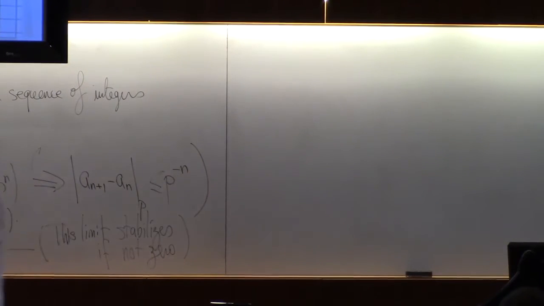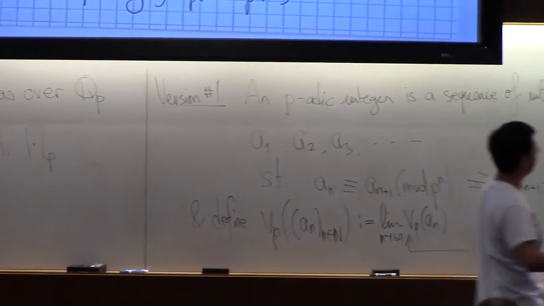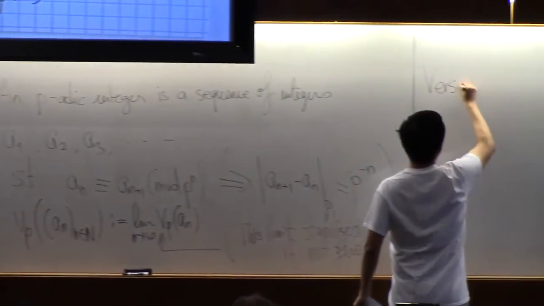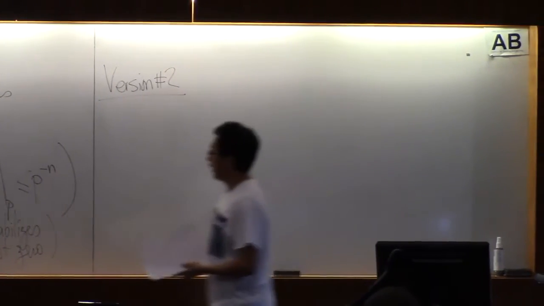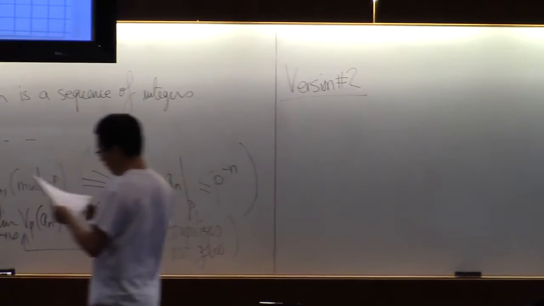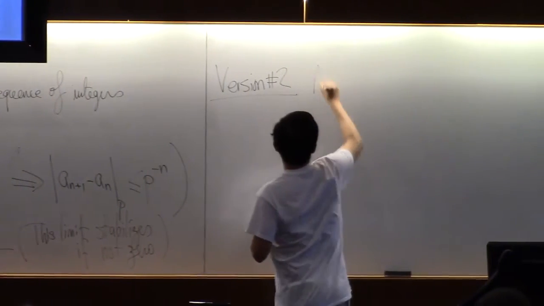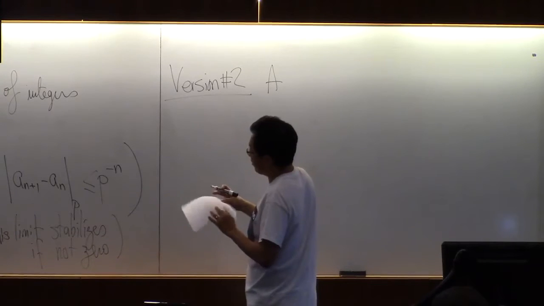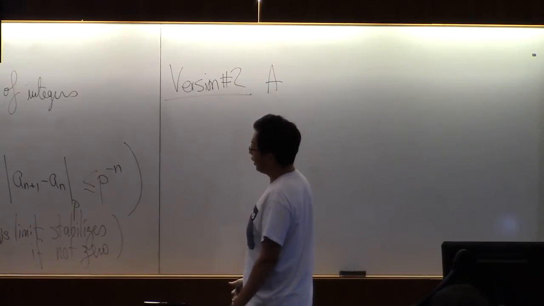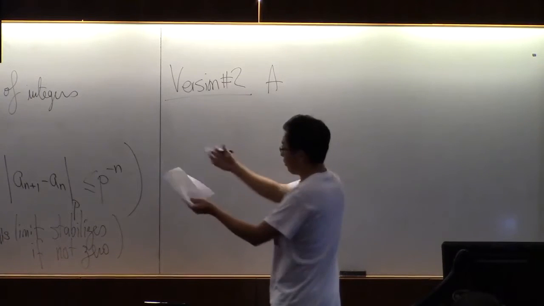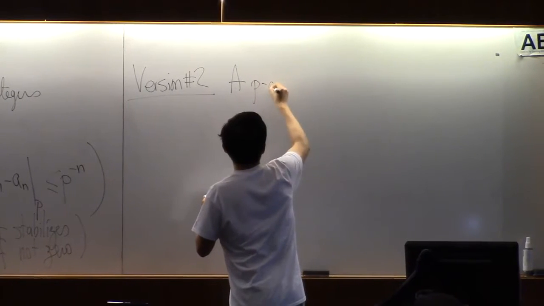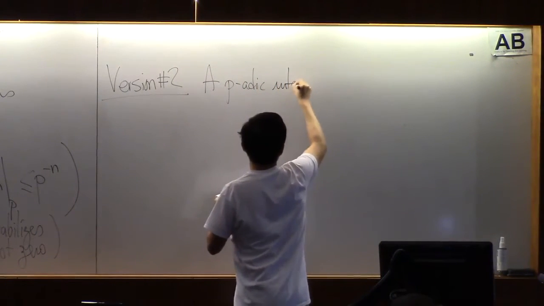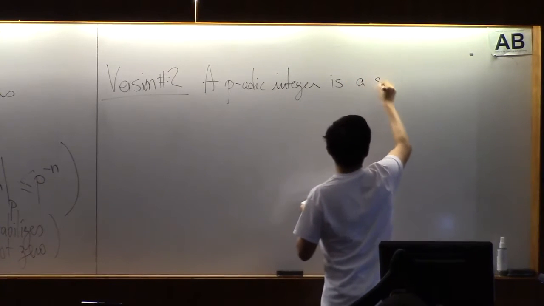This is the first version of a p-adic integer, what it means to say a p-adic integer. It's basically by definition. Now I can take a small variant of this. Namely, I don't really have to think about integers. In some sense, I don't have to know the precise integers. I just need to know what they look like modulo powers of p. So I can say a p-adic integer is again a sequence.